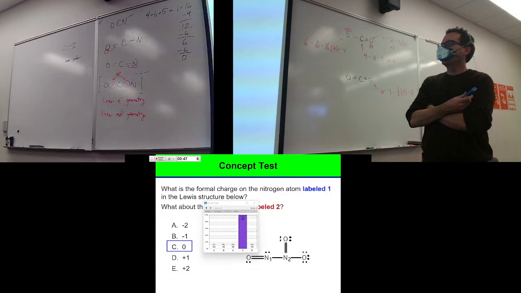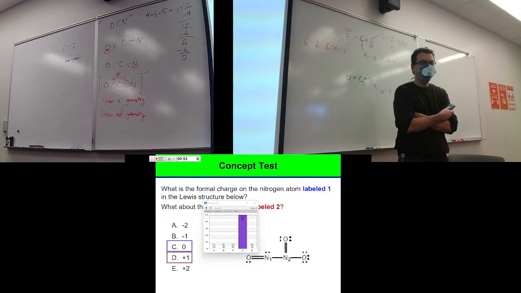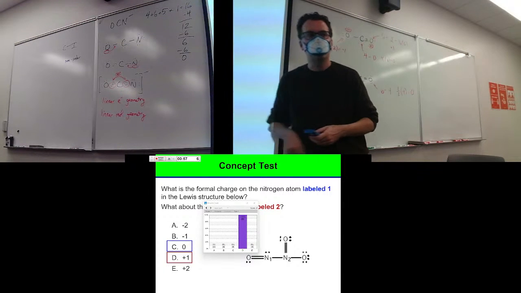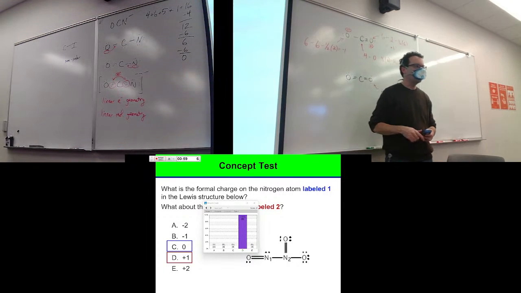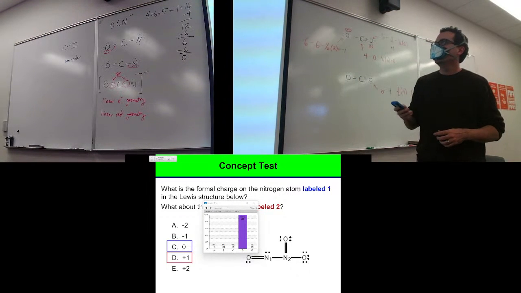So, everybody voted D. Yes, you're right. If you've taken any biochem, anything to do with amino acids, you'll often see this kind of nitrogen in amino acids and stuff. Just the way they draw them. All right.